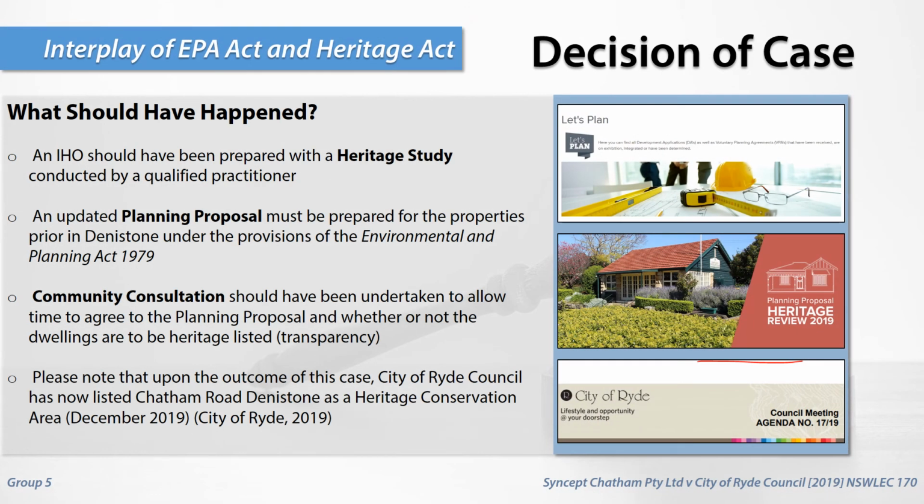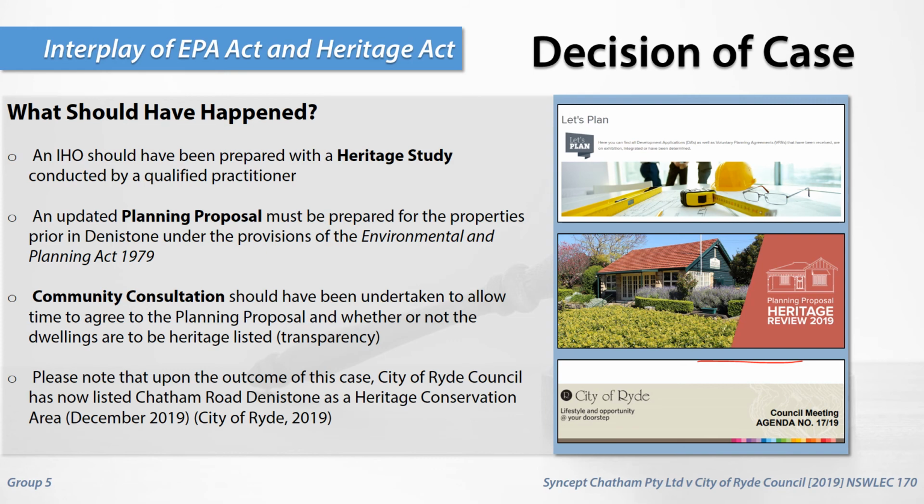What should have happened? It is clear that there was a lack of transparency on behalf of the council with the landowners of the two properties and the local community. Upon the council discovering the properties held any heritage significance, preparation of an IHO with a supported heritage study by a professional should have been undertaken.